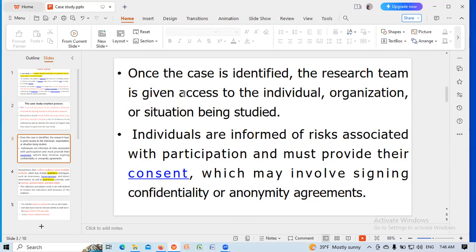Once the case is identified, the research team is given access to the individual, organization or situation being studied. Individuals are informed of risks associated with participation and must provide their consent, which may involve signing confidentiality or anonymity agreements.